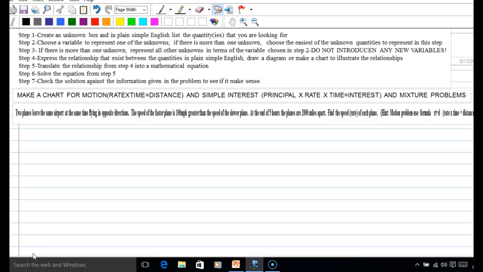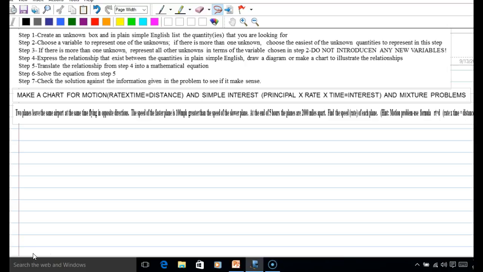Two planes leave the same airport at the same time flying in opposite directions. The speed of the faster plane is 100 miles per hour greater than the speed of the slower plane. At the end of 5 hours, the planes are 200 miles apart. Find the speed or the rate of each plane.